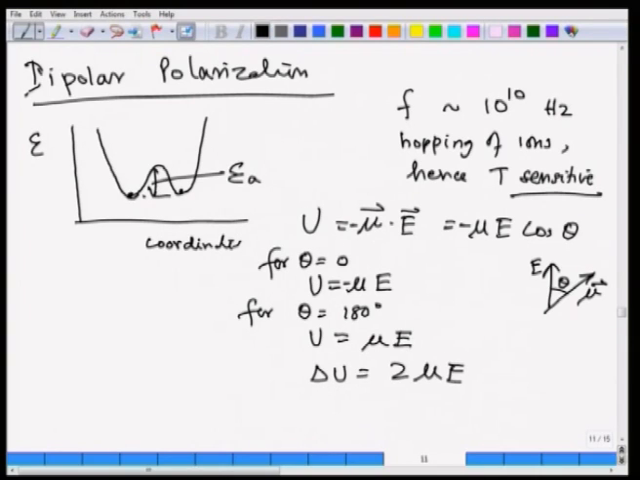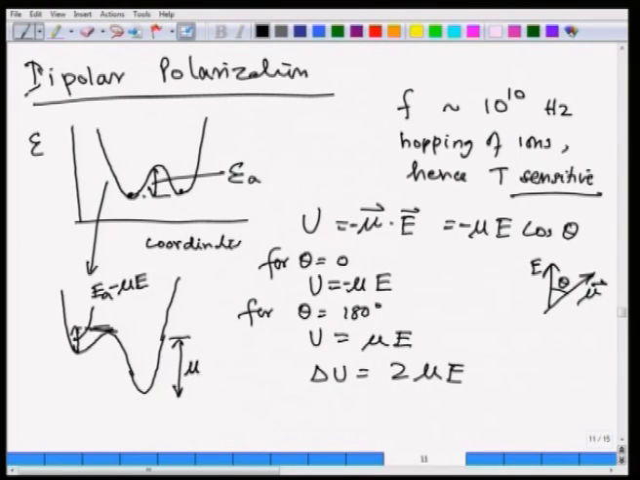This I can show: if I apply an electric field, then this picture changes so that one side becomes more preferred than the other side. That is, this barrier reduces to E_A minus mu E, whereas this barrier increases to E_A plus mu E.